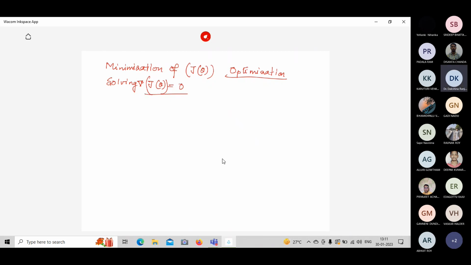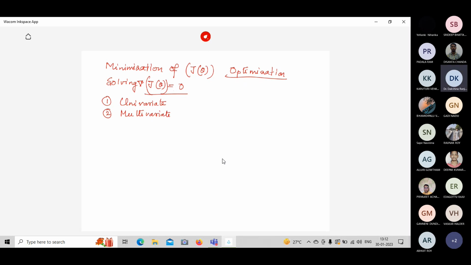So what is gradient of J theta? Gradient of J theta means we will take the derivative of J theta, and make that 0. So in this way we can minimize the error function J theta. Now, to solve the J theta, we can consider two different types of function. One is called univariate function, and another is multivariate function.